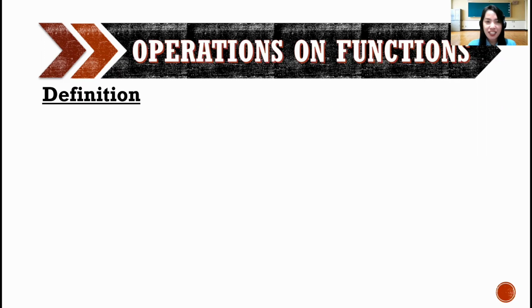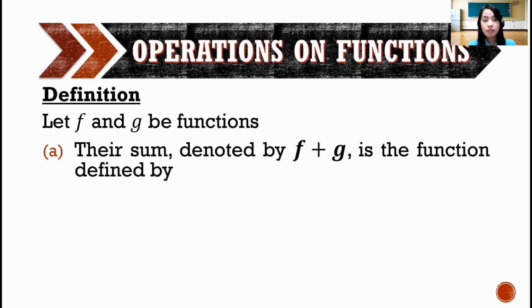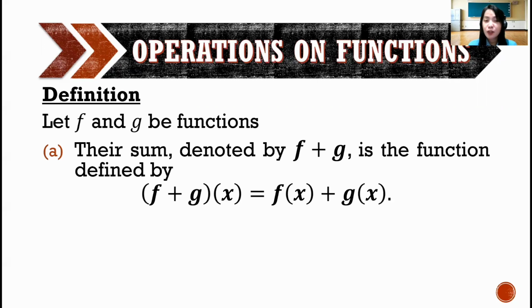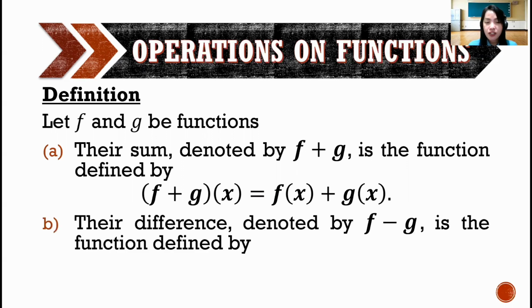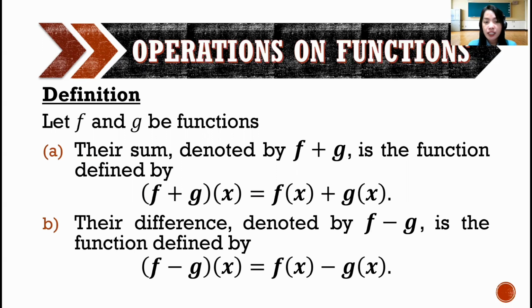Let's have these definitions. Let f and g be functions. Their sum, denoted by f plus g, is the function defined by the quantity of the functions f plus g of x that is equal to f of x plus g of x. For subtraction, their difference denoted by f minus g is the function defined by the quantity of the functions f minus g of x that is equal to f of x minus g of x.